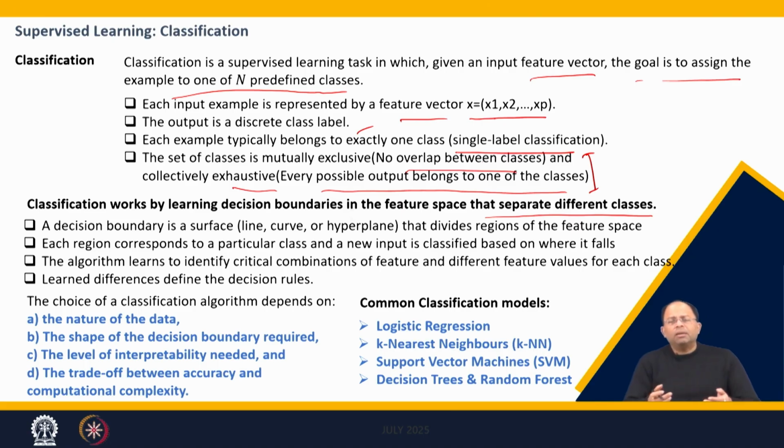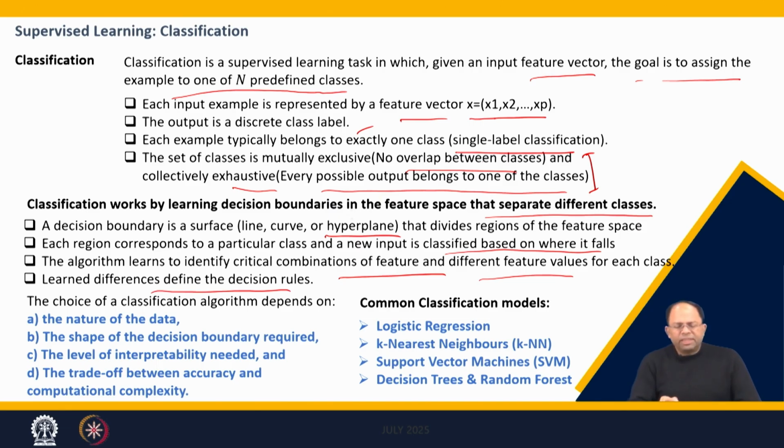But suppose it's in a three-dimensional plane or even a higher dimensional plane, then we have to separate it by a surface or a hyperplane. So each region corresponds to a particular class, and a new input is classified based on where it falls. We have to train the algorithm, and it learns to identify critical combinations of features and different feature values for each class, which would help us to identify what will be part of that class. And these learned differences define the decision rules that we finalize.